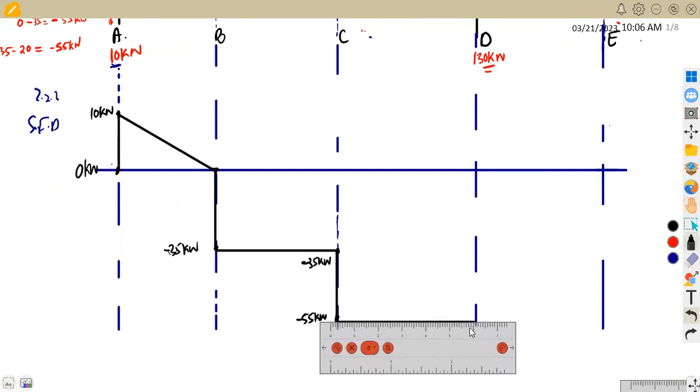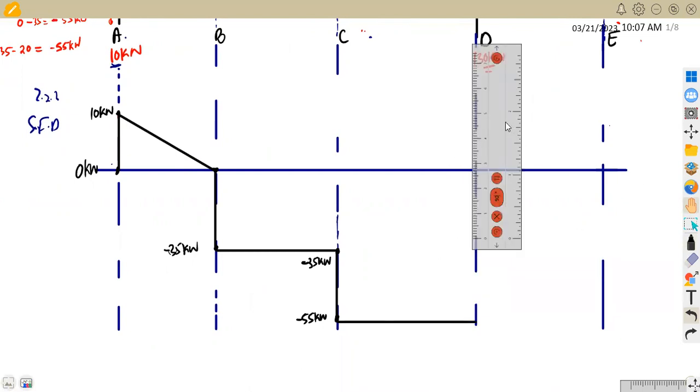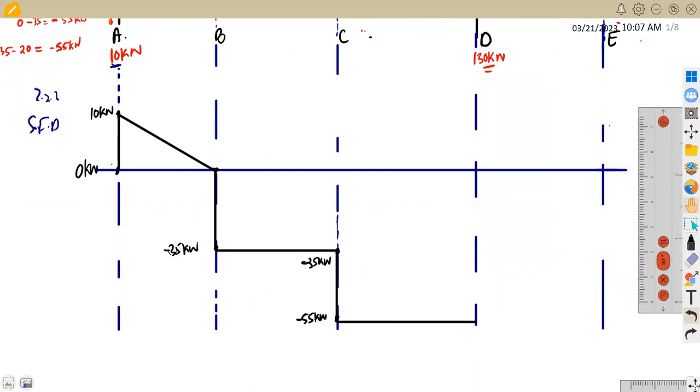to D. Meaning to say we haven't changed anything in this case. We are still at the point of negative 55. We just moved straight as it is. So at this point, we are still at negative 55 kilonewton. That is where we are at point D.